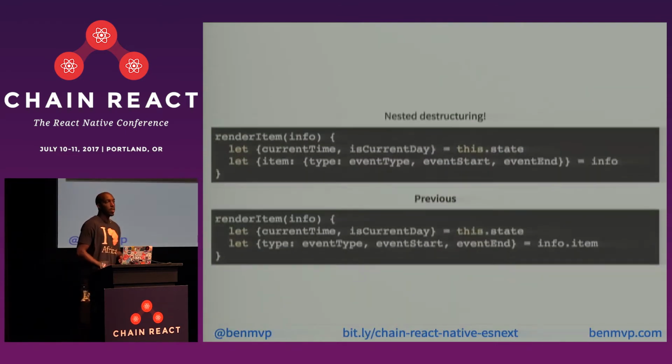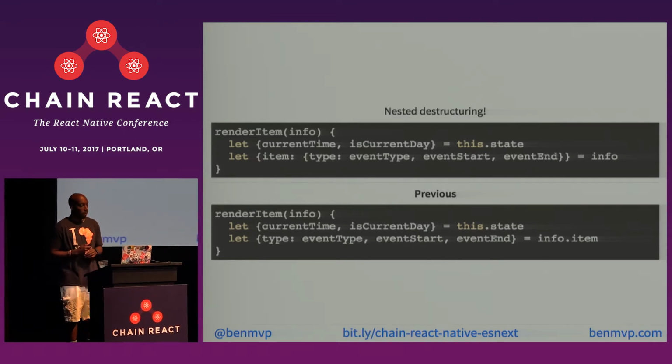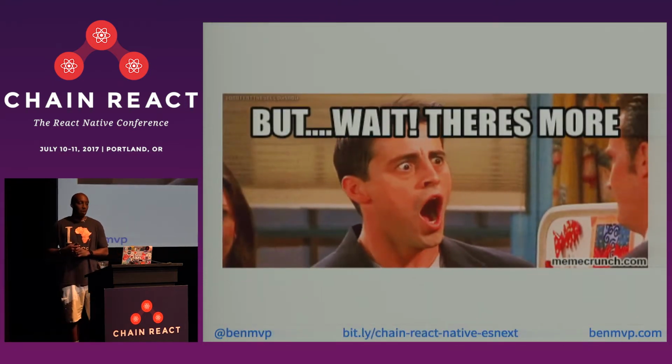But we can take this one step further because we're using info.item here. We can actually use nested destructuring in our application. So instead of destructuring off of info.item, we'll destructure off of info and declare item as our nesting. We're taking that same object literal pattern we had before, but just nesting it under item there. So basically we're just not having to dereference info.item.